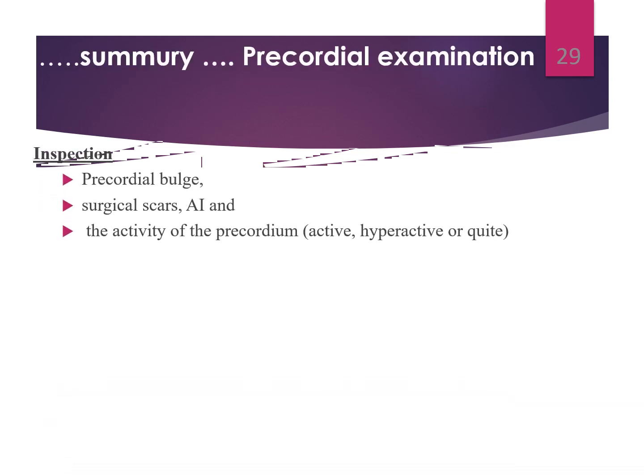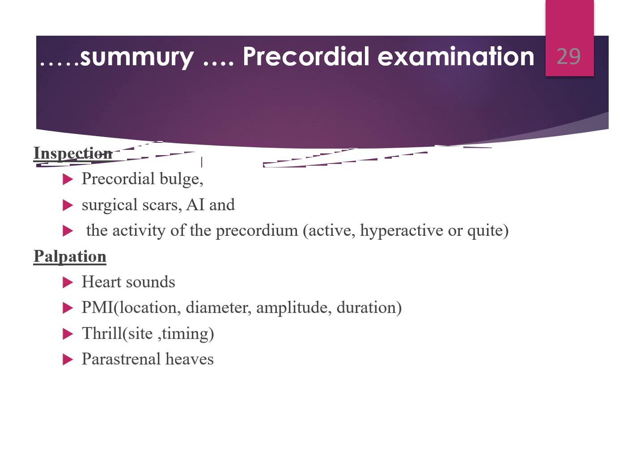Coming to the precordial examination, on inspection, check for precordial bulge, check for scars, check for the apical impulse and the point of maximal impulse, and also the activity of the precordium, whether it is active, hyperactive, or quiet. On palpation, check for heart sounds and the point of maximal impulse, specifying location, diameter, amplitude, and duration. And check for thrill: check the site and the timing, the site of the thrill and whether it is diastolic or systolic. Parasternal heaves should also be checked during palpation.